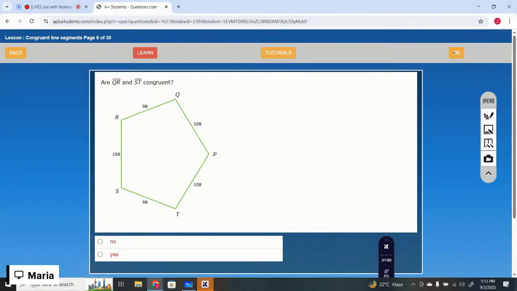That is 98 and NST is also 98. The side lengths are the same, so they are congruent. The correct option is yes, they are congruent.